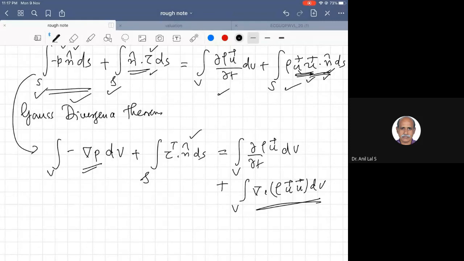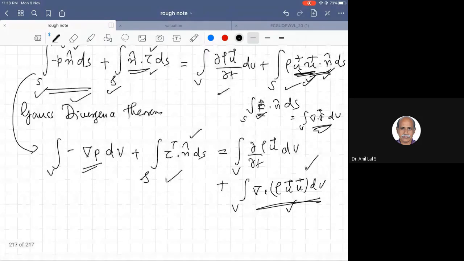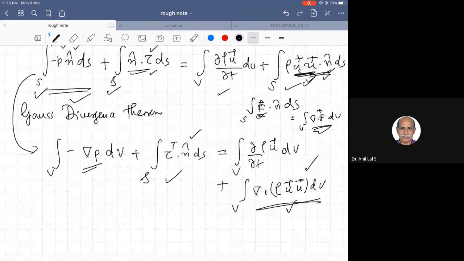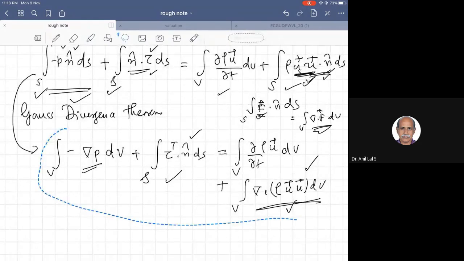So if this is a tensor, then del dot of it becomes a vector. It is like this: the integral over the surface of f dot n dS, where f is a vector, becomes the integral over the volume of del dot f dV. In which case, since f is a vector, it becomes a scalar. If this is a tensor, it becomes a vector. So now this also will change. I will take this to the next step.